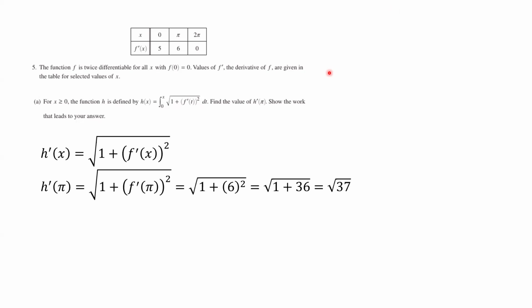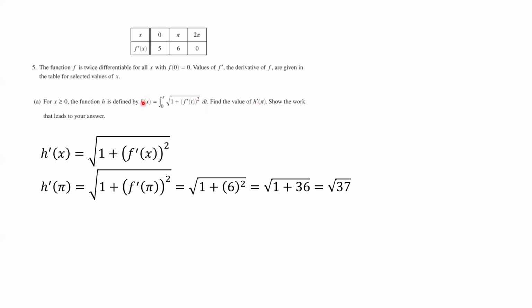For x greater than or equal to 0, the function h is defined by h of x as the integral from 0 to x of square root of 1 plus f prime of t squared dt. Find the value of h prime of pi. Show your work that leads to your answer. Okay, so h prime of pi. So we need h prime of x first.